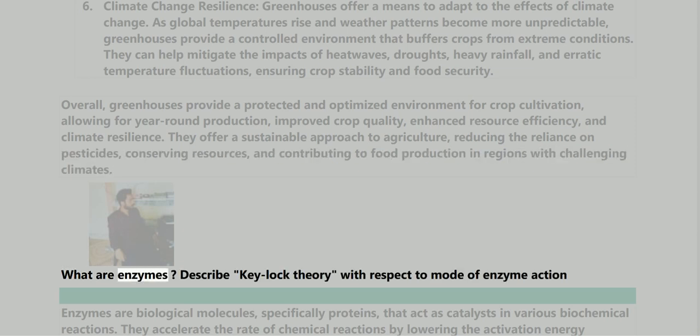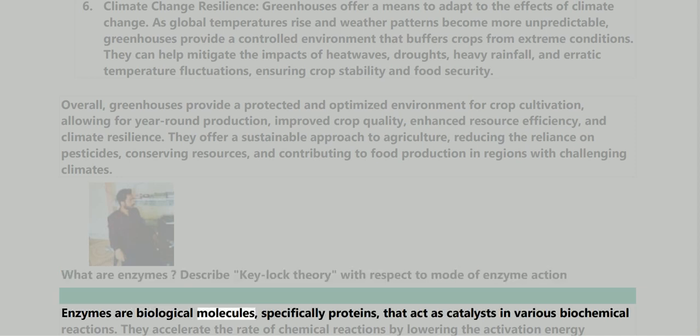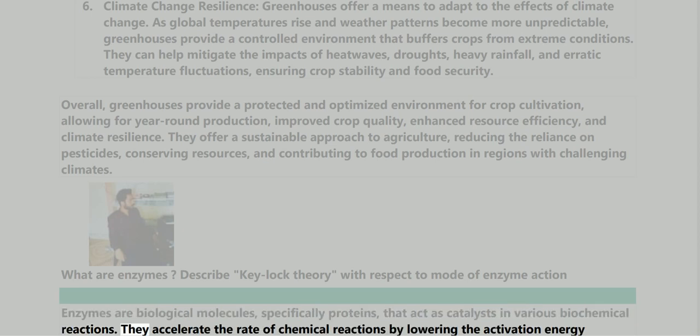Describe key log theory with respect to mode of enzyme action. Enzymes are biological molecules, specifically proteins, that act as catalysts in various biochemical reactions. They accelerate the rate of chemical reactions by lowering the activation energy required for the reaction to occur.